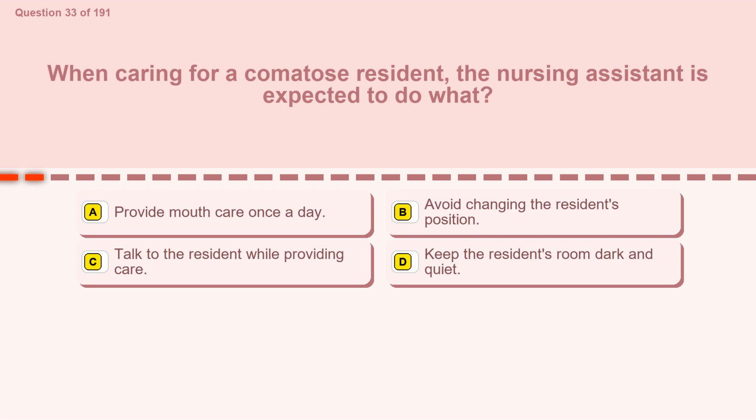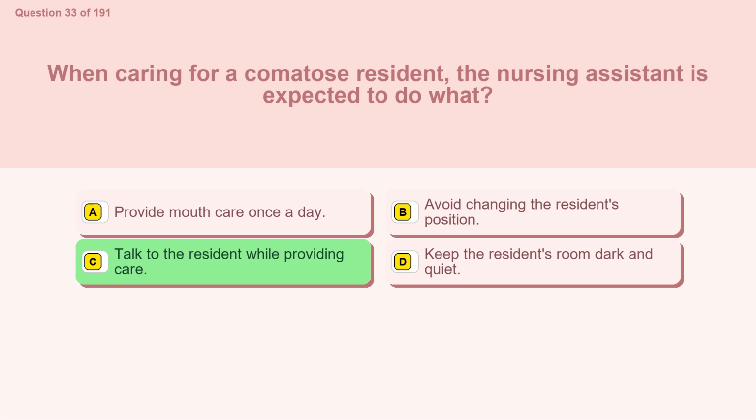Question 33. When caring for a comatose resident, the nursing assistant is expected to do what? Option A. Provide mouth care once a day. Option B. Avoid changing the resident's position. Option C. Talk to the resident while providing care. Option D. Keep the resident's room dark and quiet.